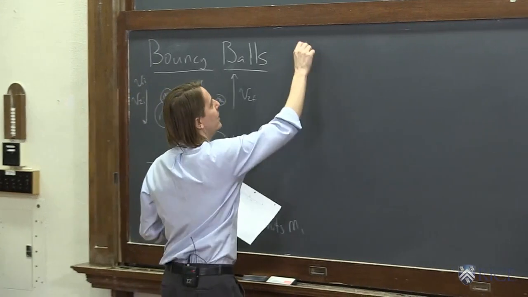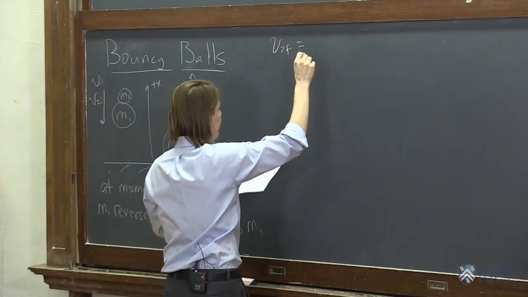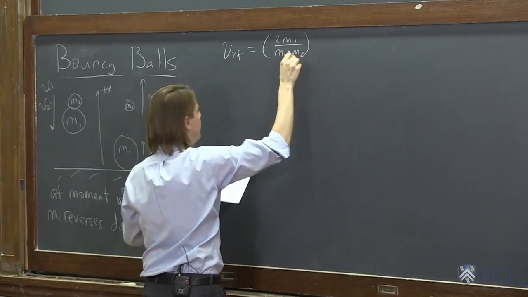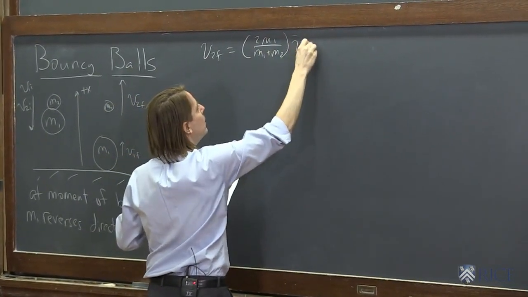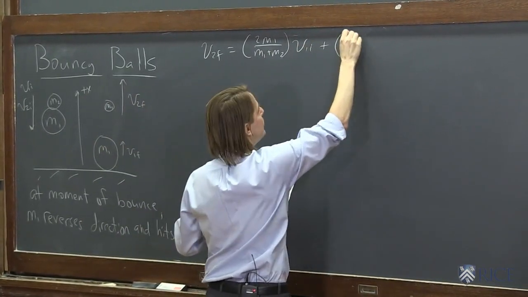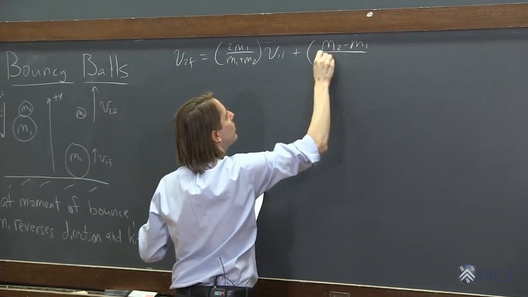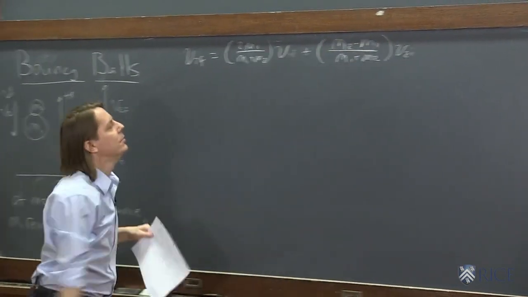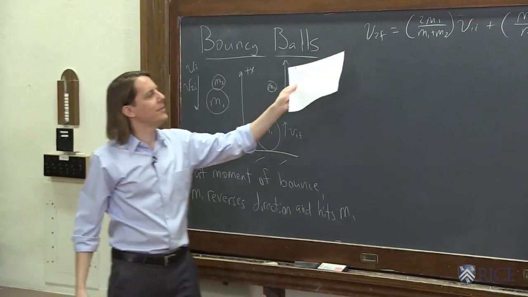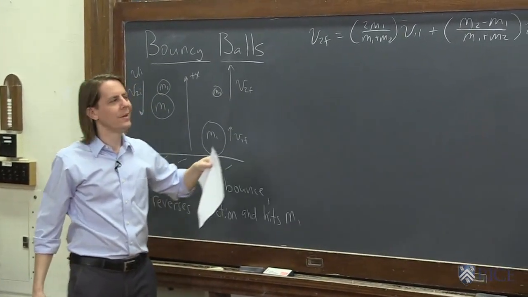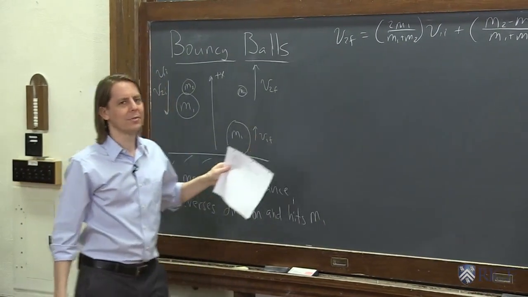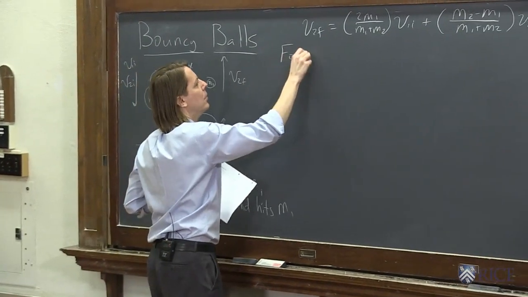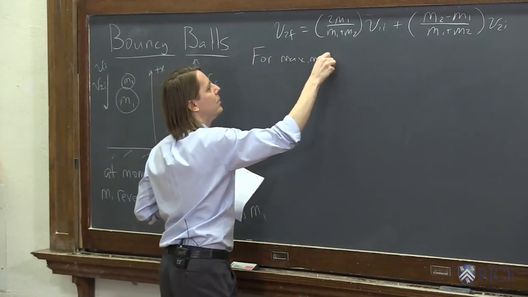So you might say, I should write down V2F and analyze it, right? So that was 2m1 over m1 plus m2 V1I plus m2 minus m1 over m1 plus m2 V2I. So really the question is, how do you make that as big as possible? Well, you don't actually do it with that expression. What you want to do is say, for maximum V2F, how are we going to get the maximum?